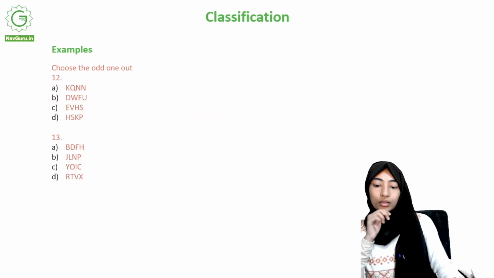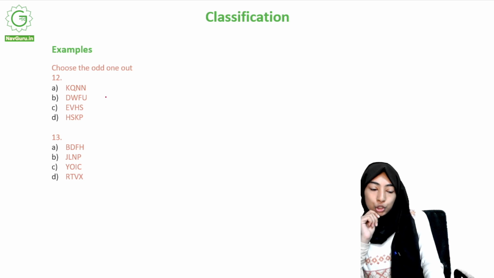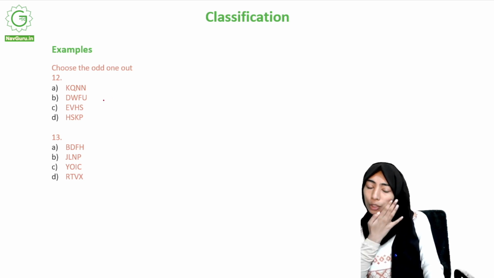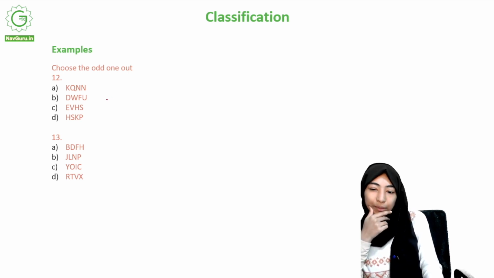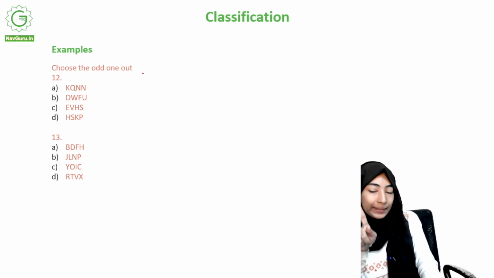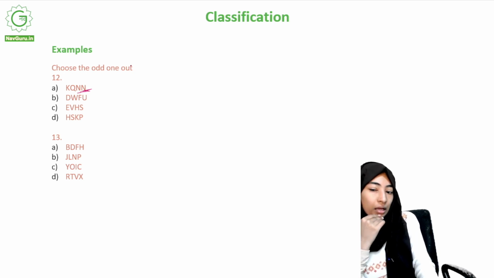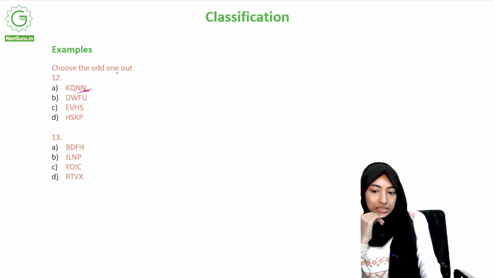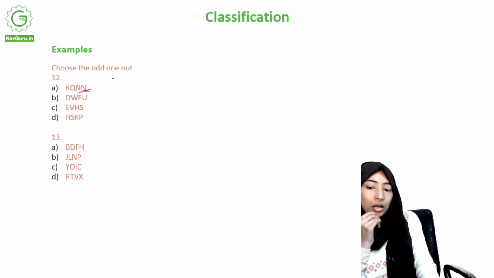Moving on. Choose the odd one out. K, Q, N, N, D, W, F, U, E, V, H, S, H, S, K, P. There seems to be no kind of formula or pattern for now. But I will tell you one thing. One thing that we can notice is here you have N is same. It might be of some use later on. We will see.